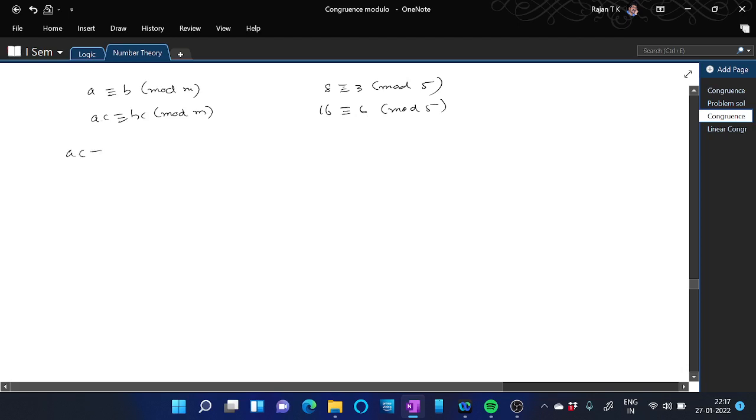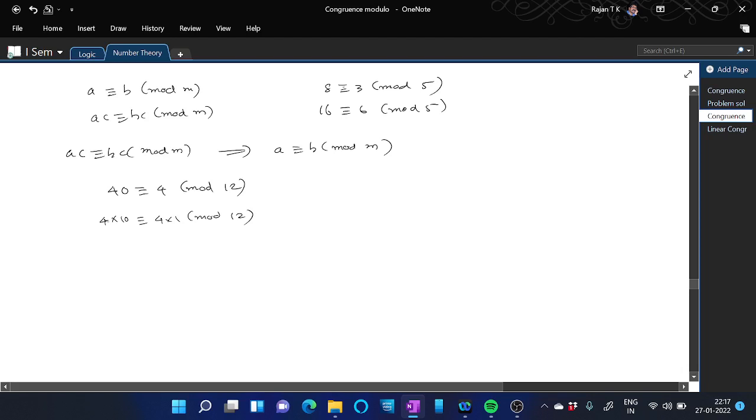That is, if AC is congruent to BC mod M, can we say that A is congruent to B mod M? Let us take an example. We know 40 is congruent to 4 mod 12 because 40 minus 4 is 36, a multiple of 12. Now 40 and 4 you can regard as 4 into 10 and 4 into 1. So this is 4 into 10 congruent to 4 into 1 mod 12.